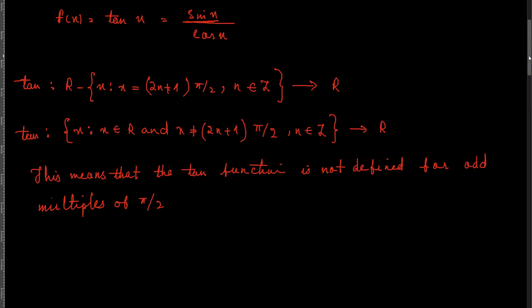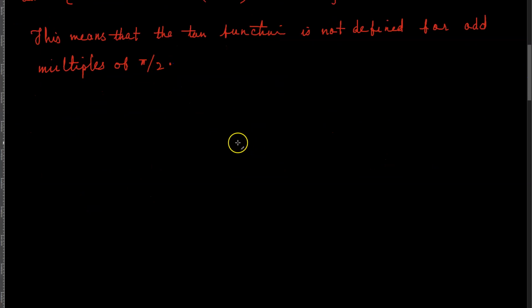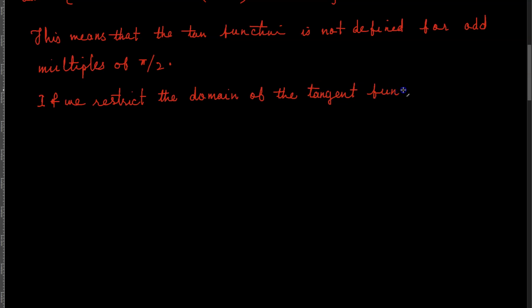So what I can say is that if we restrict the domain of the tangent function to, for example, negative pi by 2 comma pi by 2, to this interval, and of course you can see that this is an open interval of negative pi by 2 to pi by 2.